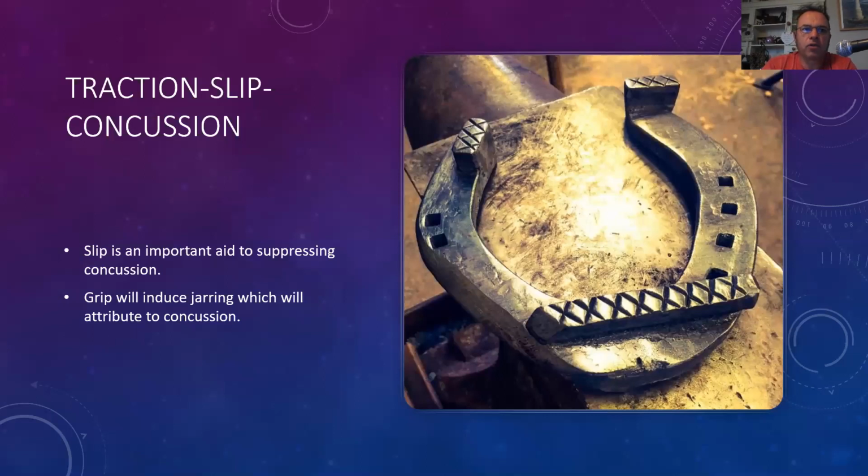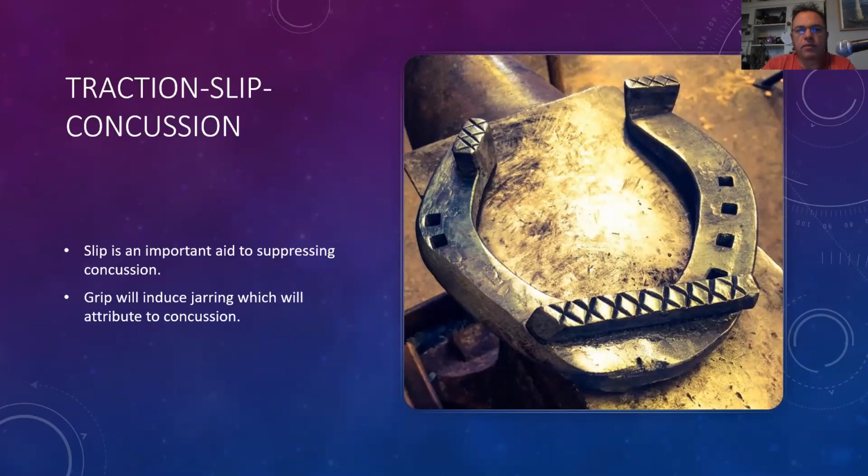I hear a lot of people talk about traction, slip, and its reaction to concussion. Obviously, when we look at the normal horse moving, there is always in its stride, in the landing phase, a certain amount of slip. The slip is really, really important to help suppress concussion. So all horses need a certain amount of slip. Not so much that they fall over, but a certain small amount of slip in that foot landing.